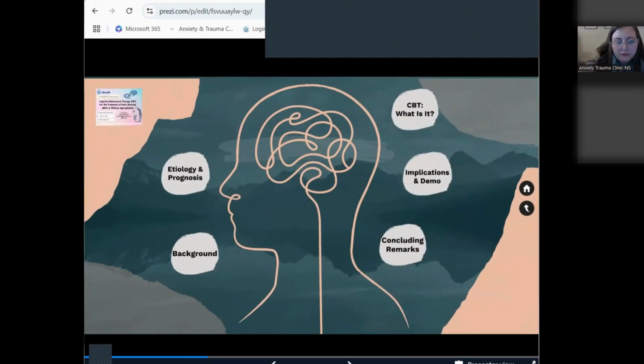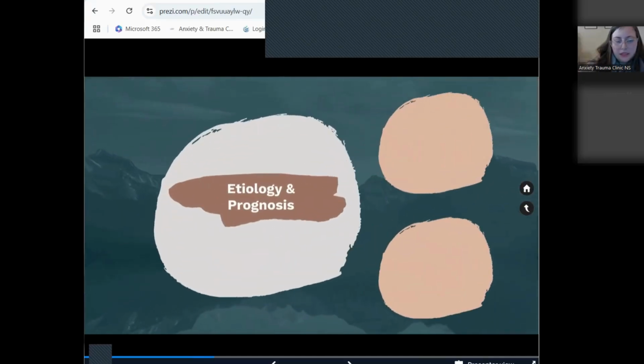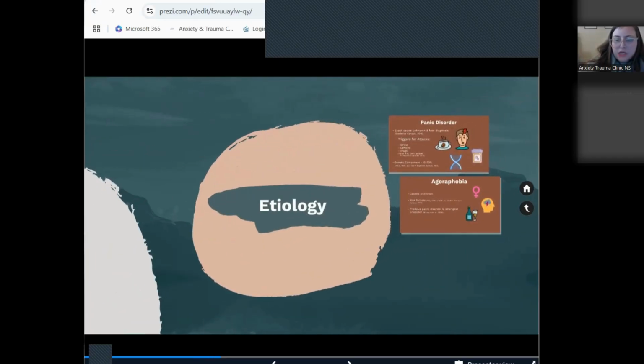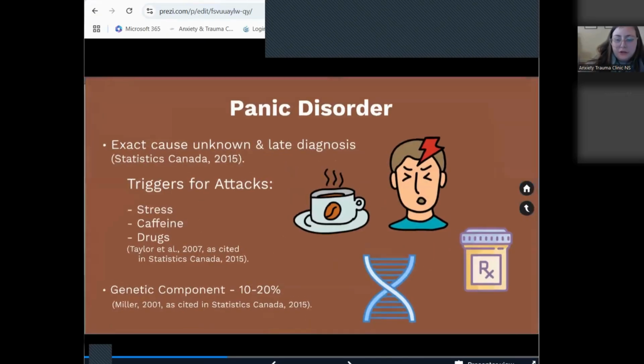Okay, so that's kind of it for background. Now we're going to go into etiology and prognosis. I will explain what those are here as well. So etiology is defined as the cause or set of causes of a condition. So why individuals get it, where it might come from. Let's start with panic disorder.